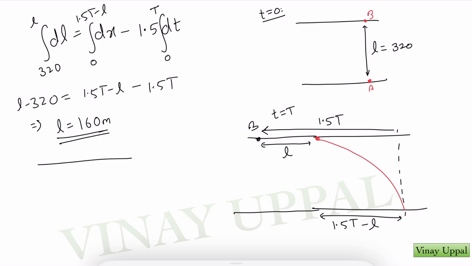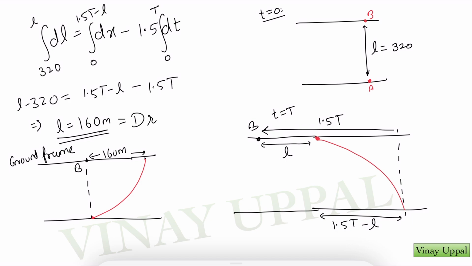So what that implies is, if I look at it back in the ground frame, remember we were doing all of this in the river frame, in the ground frame the boat has traveled a displacement whose component is 160 meters along the river. Point B will be stationary in the ground frame. So basically this will become my drift.